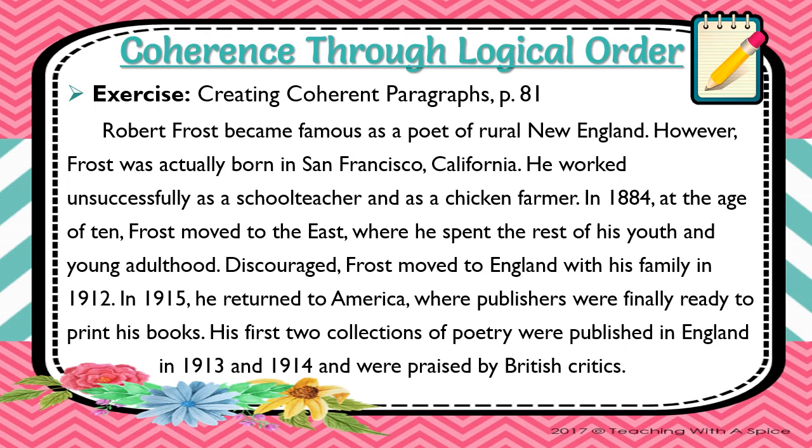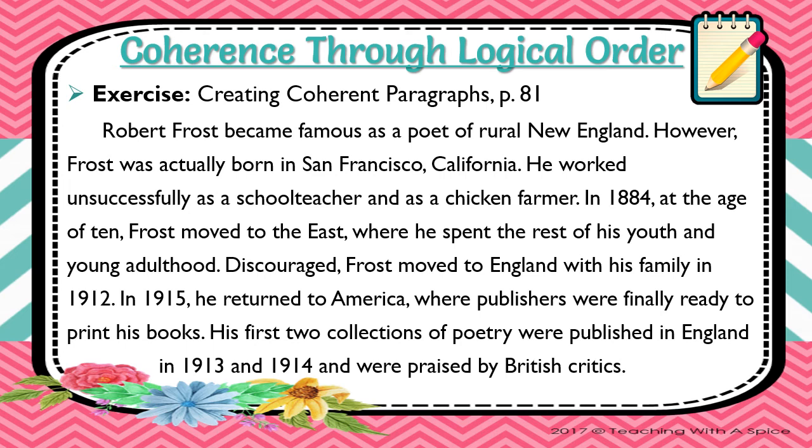Robert Frost became famous as a poet of rural New England. That means that it was an area away from the city. Rural means away from the city. However, Frost was actually born in San Francisco, California. He worked unsuccessfully as a school teacher and as a chicken farmer. In 1884, at the age of 10, Frost moved to the East, where he spent the rest of his youth and young adulthood. Discouraged, Frost moved to England with his family in 1912. In 1915, he returned to America, where publishers were finally ready to print his books. His first two collections of poetry were published in England in 1913 and 1914 and were praised by British critics.